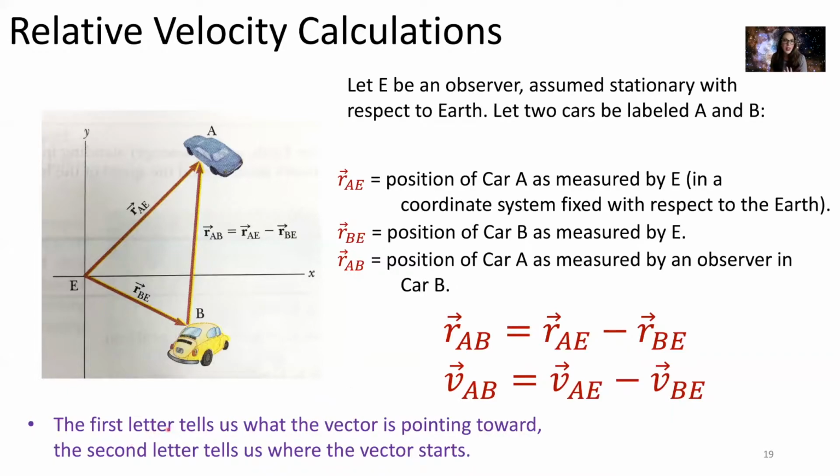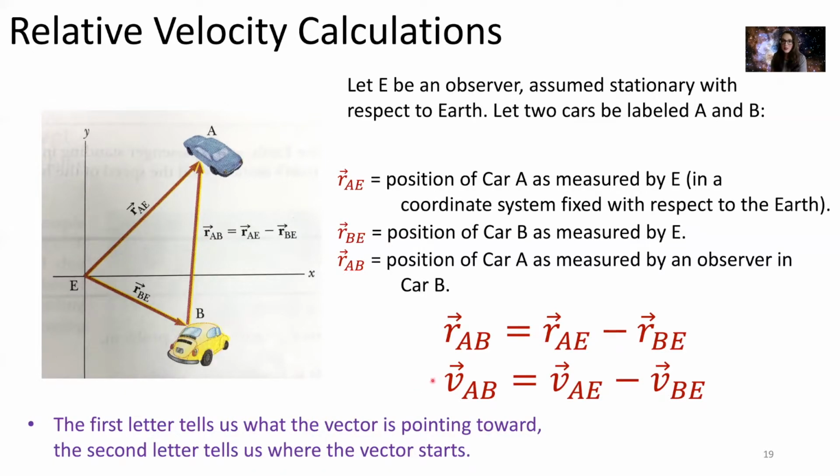So the first letter tells us what the vector is pointing toward, and the second letter tells us where the vector starts, and that's why we've got the A first and then the E second. So if we look up here at our vector for the position of car A with respect to the Earth, the first letter tells us what the vector is pointing toward, car A, and it originated back here at our stationary observer.